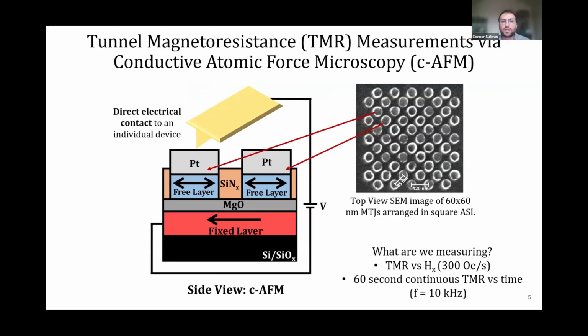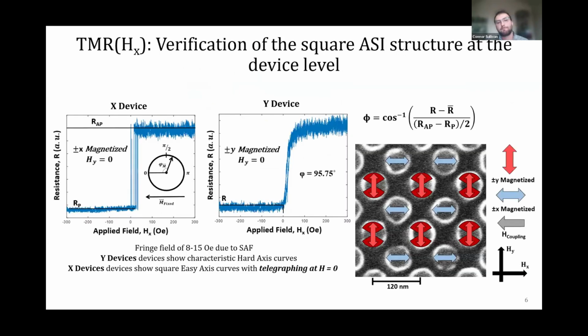So to do this, we use conductive atomic force microscopy. We use tunnel magnetoresistance. CAFM is very simple. It's taking an AFM tip that's conductive and making direct electrical contact to one of these devices. With it, we can measure as a function of field, as we sweep the field in the X direction, and we can also measure continuous time dependence of one of these MTJs.